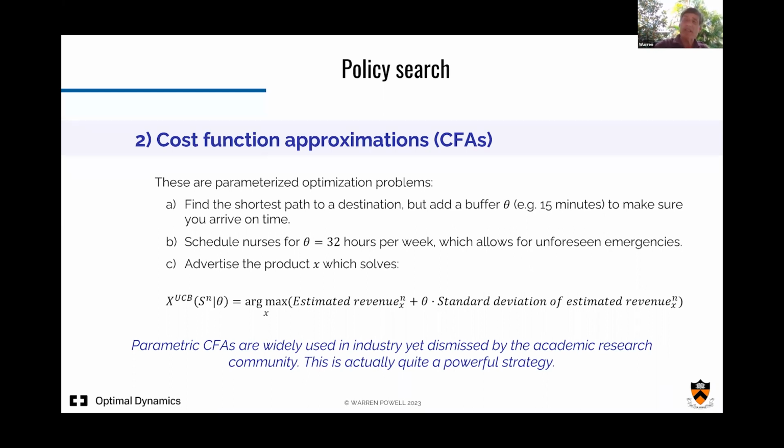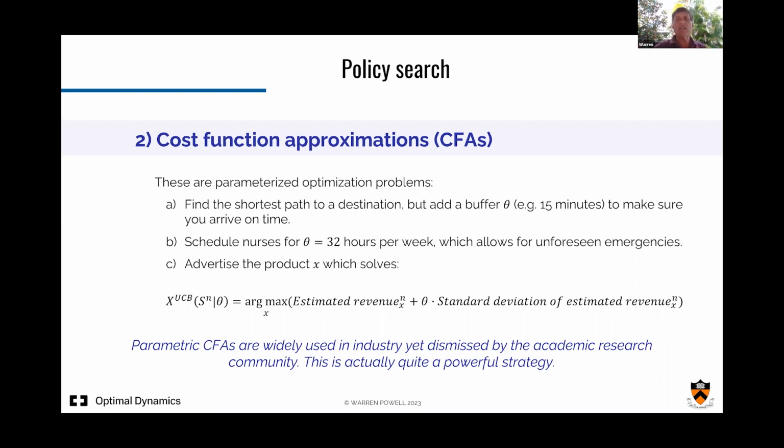The last one is an actual optimization problem widely used by the tech companies. Let's say X is a product or an ad that I want to advertise, and I want to pick the product or ad that gets the most ad clicks. So let's say I have an estimated revenue, but it's just a rough estimate, and maybe I had some bad luck, and maybe X is a great product, but I just end up with a low estimate.